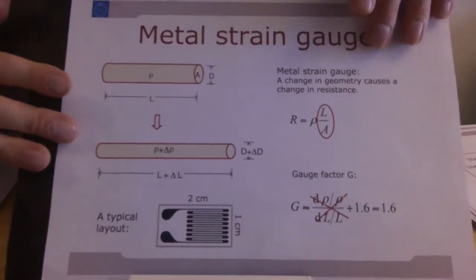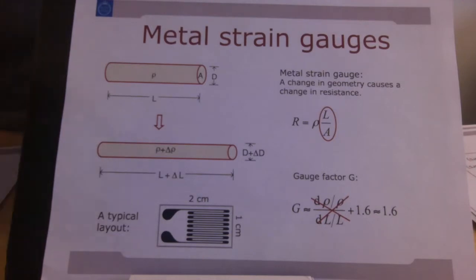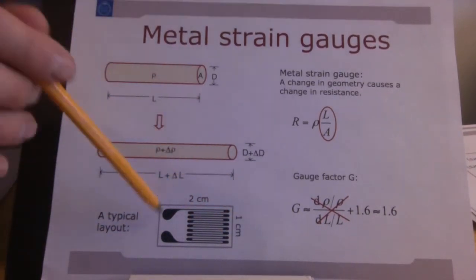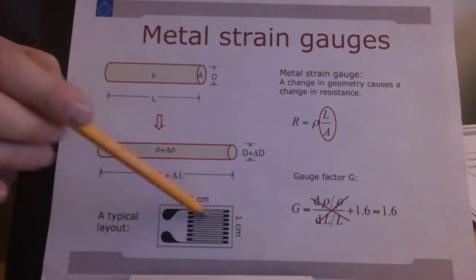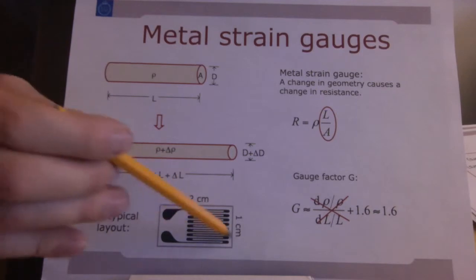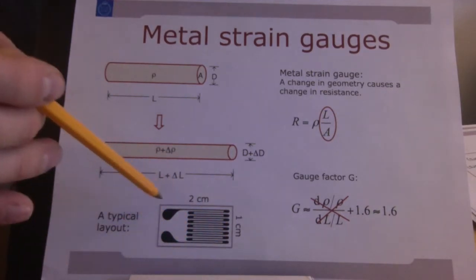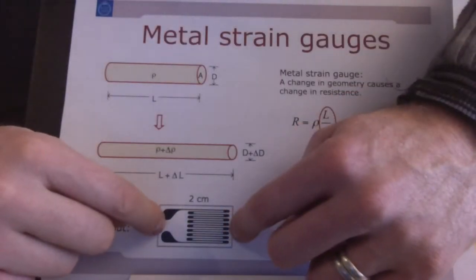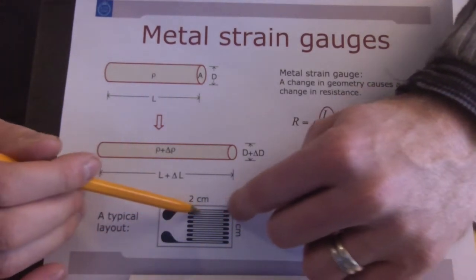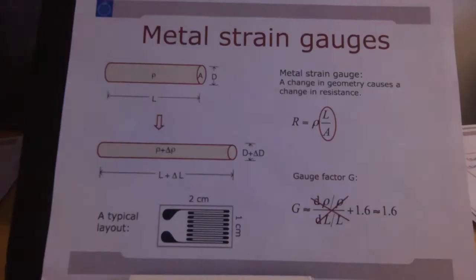Let's first have a look at the metallic ones. Metallic strain gauges typically look like this. They look like a little plaster, a little piece of tape, typically about 2 centimeters by 1 centimeter in size. On that tape there's a tiny wire printed, with 2 ports. If this is glued on something and that thing expands, each of the small wires will expand, so they will get longer and thinner, and therefore the resistance will go higher.